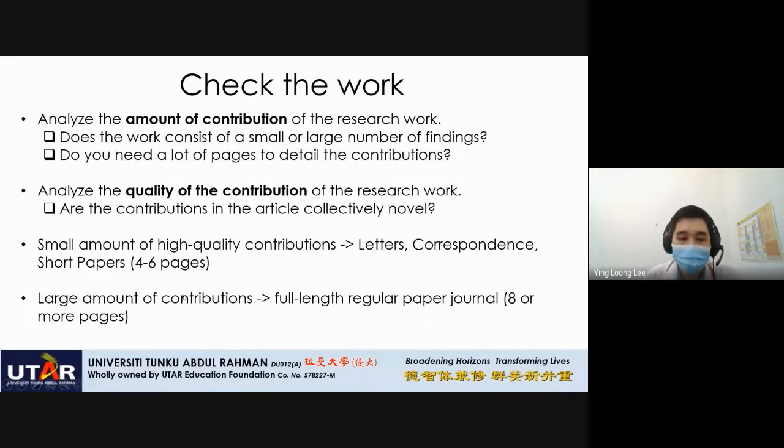Here I didn't mention high quality, but sometimes you have a large number of contributions, and when you accumulate them all together into one paper, it can be considered novel. And if each contribution in the paper is of very high quality, then of course it will be better. The chance to get accepted will be higher.